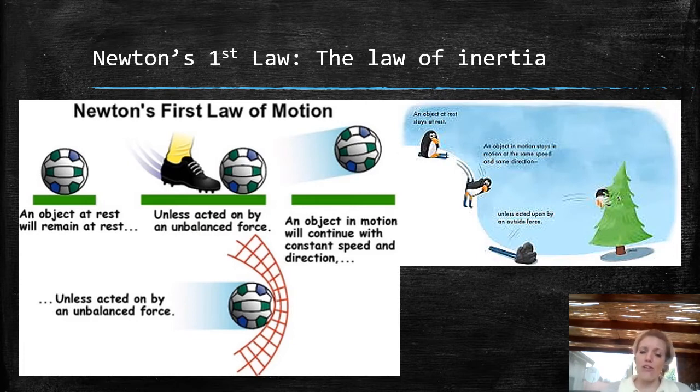An object at rest will remain at rest. The same as if an object is moving at a constant velocity, it's going to stay at that constant velocity until there is a change in the forces. If the forces are no longer balanced, there's going to be a change, and inertia is going to resist that change. It wants to stay the same.